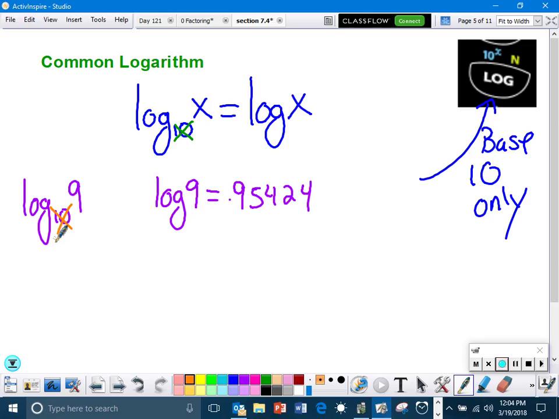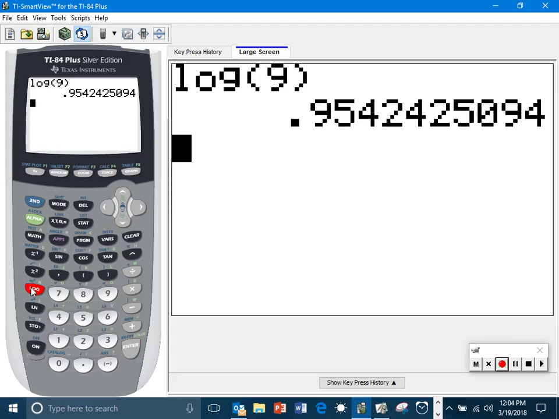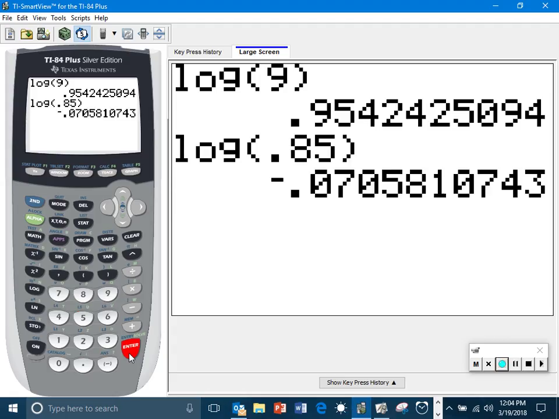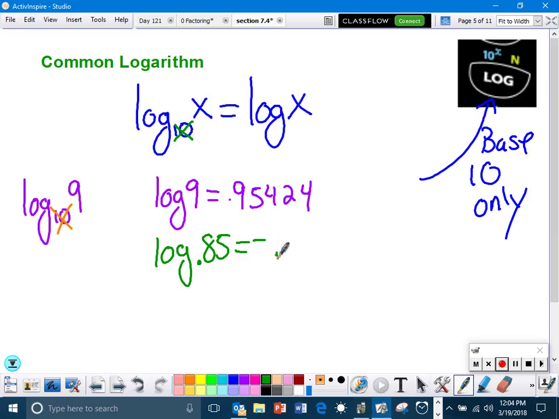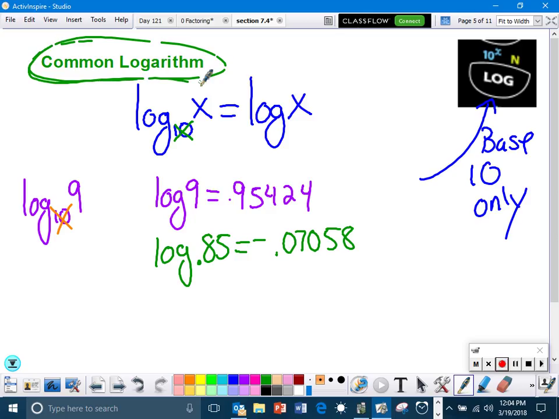Okay, one more of these and we shall move on. Log 0.85. Again, I don't see a base, so it's implied that it is a 10. On the calculator, you just type in log 0.85, and we see that it is a negative 0.07058. All right, so that's the common log, the common log base 10.